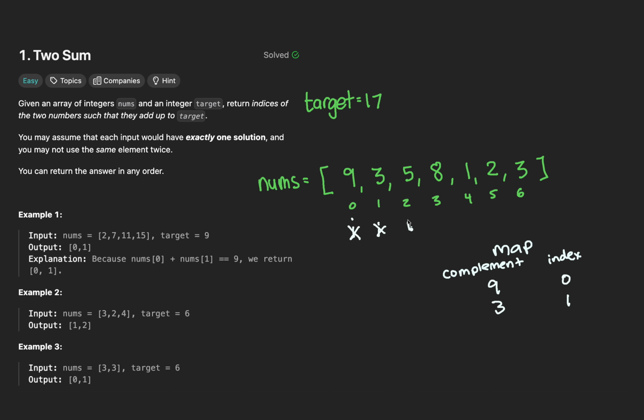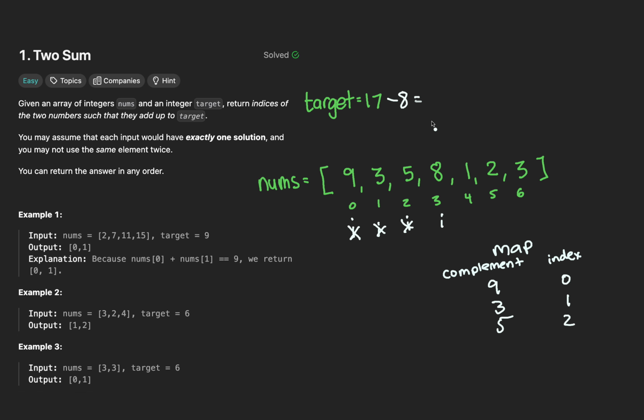Let's move on. We have a 5. What's the other number we need in our valid pair? It would be 12. No, we've not seen a 12 number yet. As you can see, it's only the 9 and the 3. Let's add the 5 and its index into our data structure. 5, 2, great. We move on. With a value of 8, we need a complement number of 9.